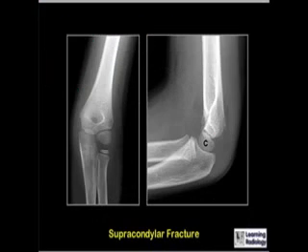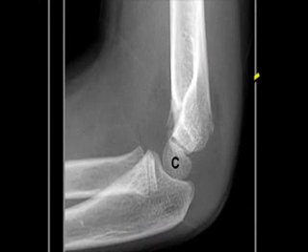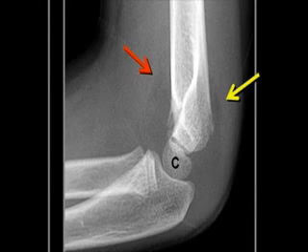Here is another child with a supracondylar fracture. The yellow arrow and the red arrow are pointing to positive posterior and anterior fat pads, and the anterior humeral line passes through the anterior third of the capitellum, which is not normal.